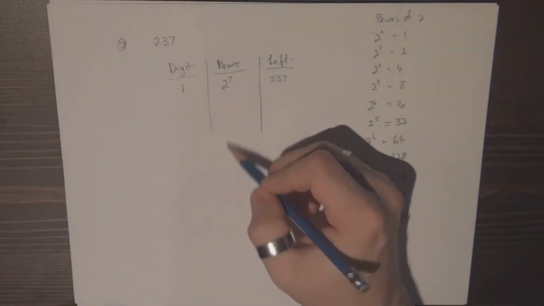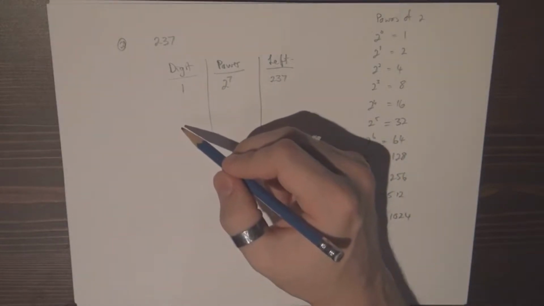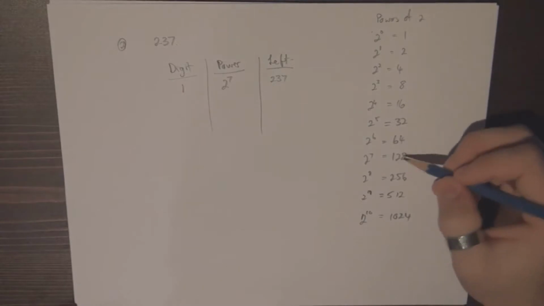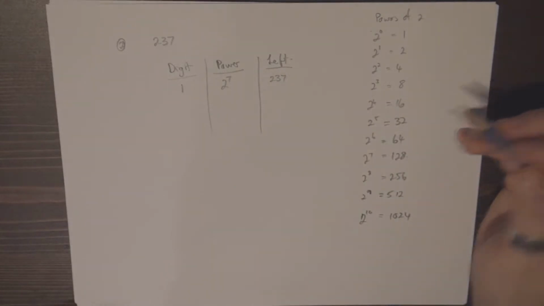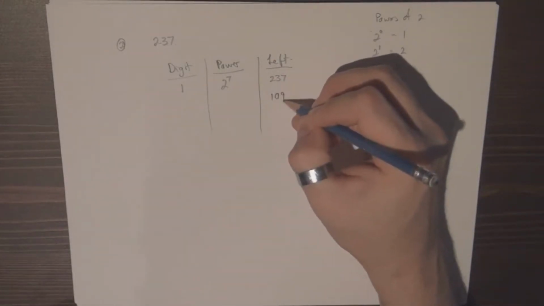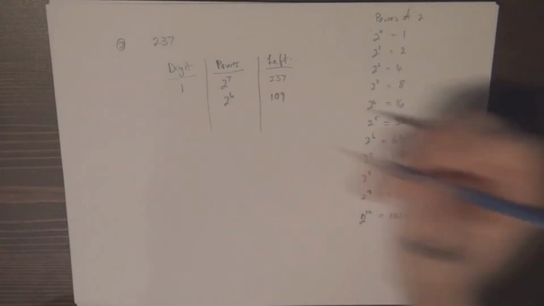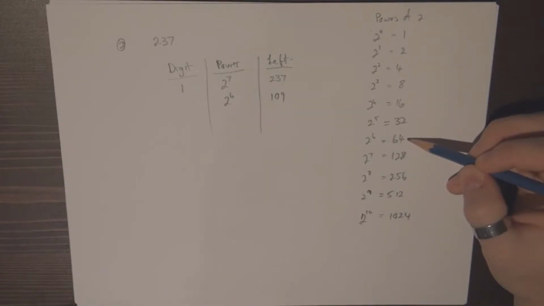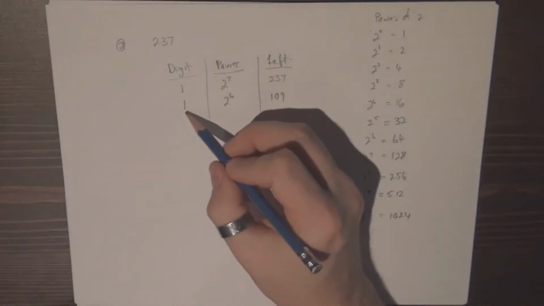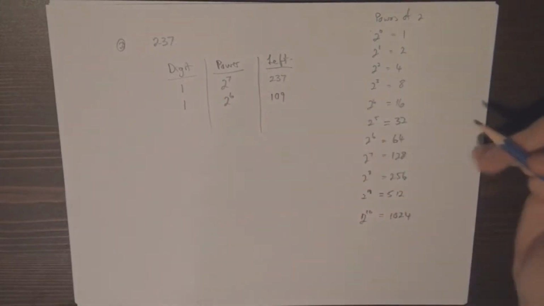Now I want to list all of them, even when it can't fit in, because it's going to be a digit, and that place is important. So 2 to the 7 is 128. So I take that away, and I have 109. Then I am going to look at 2 to the 6, 64, and 64 does fit in, but only once. If I can fit in more than one, I did something wrong. These digits will only be ones and zeros.